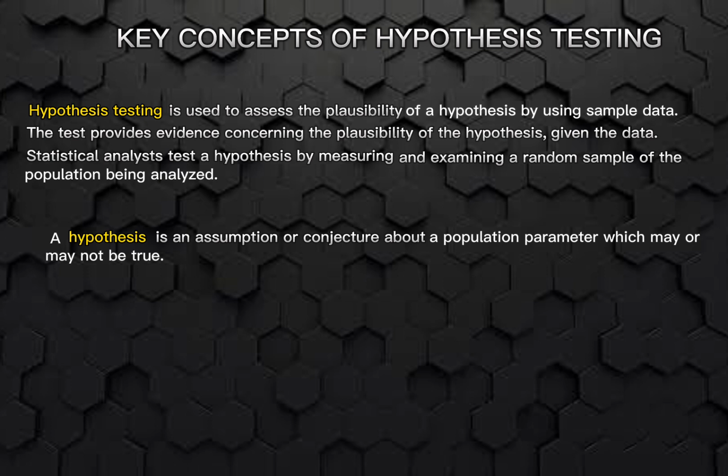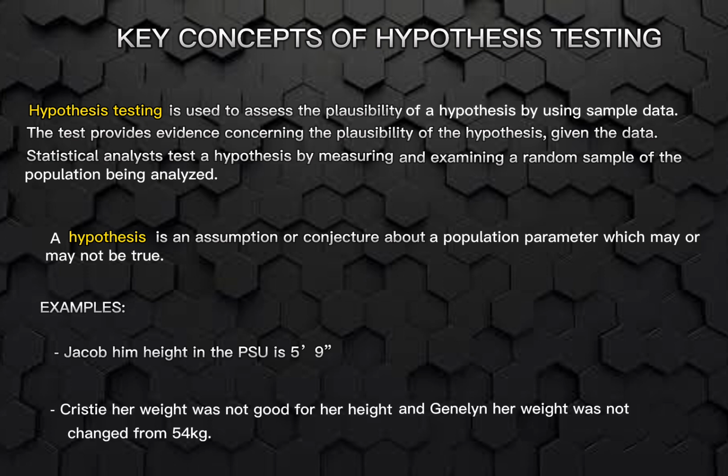So, ibig sabihin, ito yung conclusion na pwedeng mag-result. It may be true or false. So, here are some examples na masasagutan natin using hypothesis testing. Jacob, his height in the patio is 5'9". Christy, her weight was not good for her height, and Ginalyn, her weight was not changed from 54 kg. So, ang dalawang example na ito ay pwede nating masolve by using hypothesis testing.